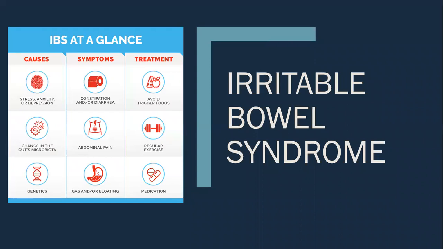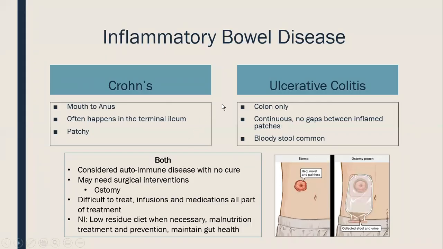Next up, we have IBS, or irritable bowel syndrome. In terms of the causes of IBS, we see a number ranging from stress, anxiety, and depression to changes in the gut microbiome to even genetics. Symptoms manifest as abdominal pain, constipation, diarrhea, gas, and bloating. Our treatment is simply avoiding trigger foods, regular exercise to increase and maintain our gut motility, or the movement and passage of food through the GI tract, as well as medication when necessary.